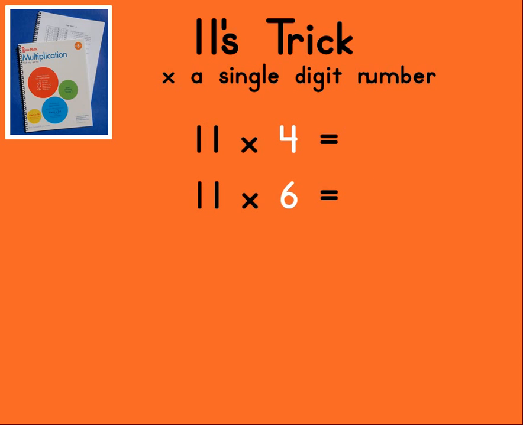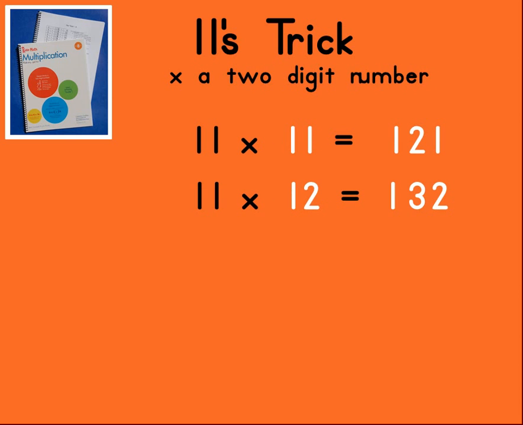Well, let's look. 4, 4. 11 times 6, 6, 6. Easy. The kids call this just doubling the number or writing it down twice. Now, tricky ones. 11 times a 2-digit number. What happened to the 11 and the 12 to get the answers? Let's give a hint.